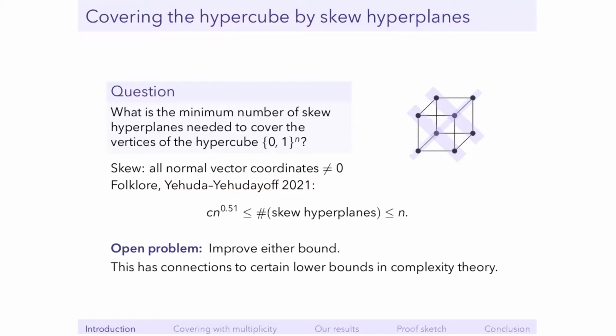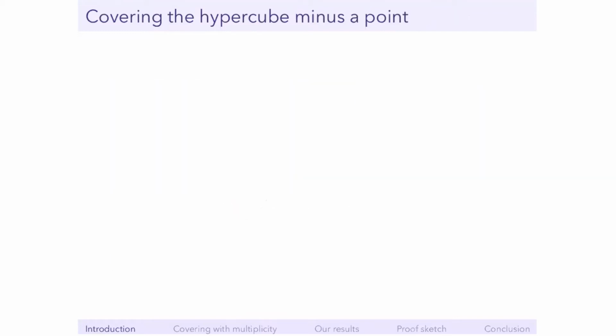So this question is known to have certain connections to certain circuit lower bounds. I won't really get into this, but this is why, say, Yehudayoff was interested in this question, because of these connections to TCS. Okay, so this is one interesting variant you could ask of this question about covering the hypercube. The question I'll be talking about for most of this talk is this variant of covering the hypercube minus a point.